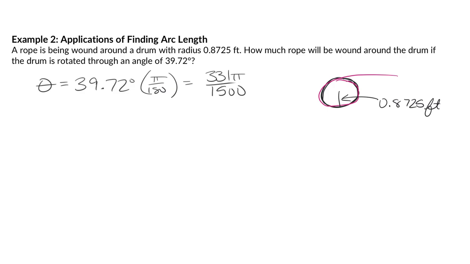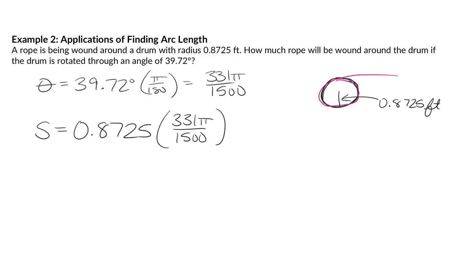Okay, so we have our angle this time in radians. We know our radius of the drum that is winding up this rope. So then all we have to do to find the arc length, which is how much rope has been wound around the drum, is multiply these two things together. 0.8725 feet multiplied by 331 pi over 1500. This time we can bypass the exact answer and go straight to the rounded decimal, and I would like it rounded to 4 decimal places.